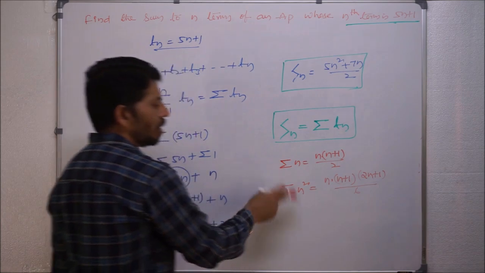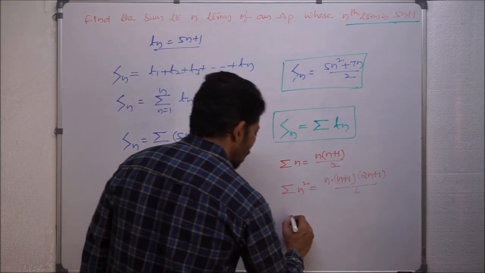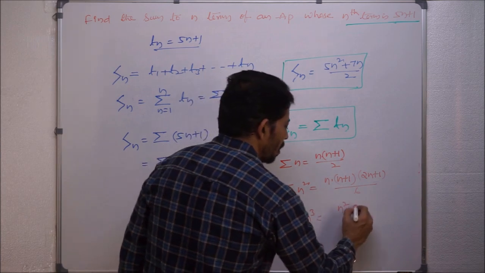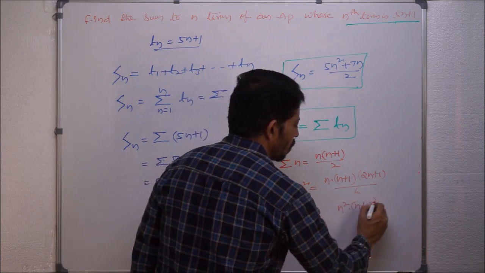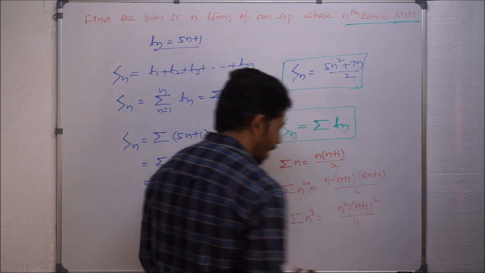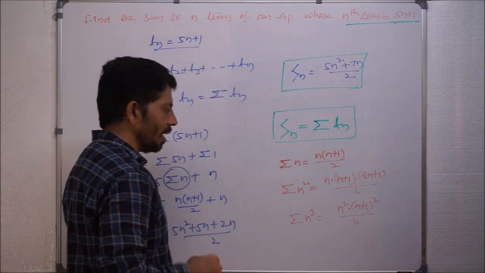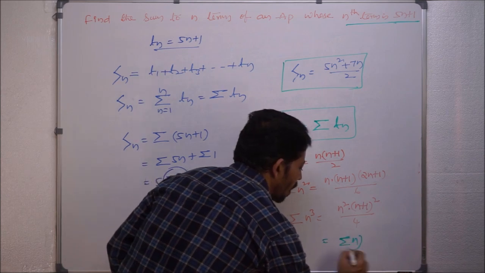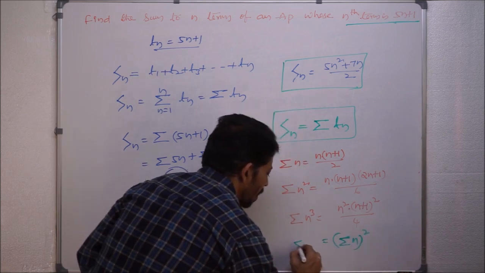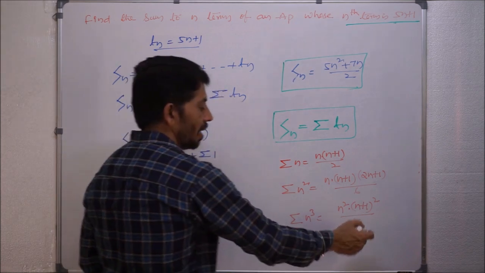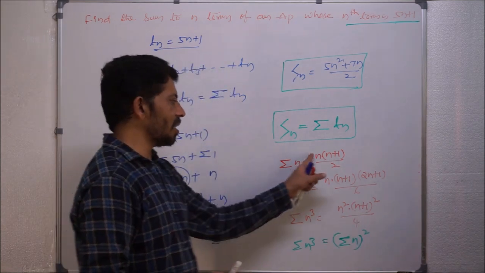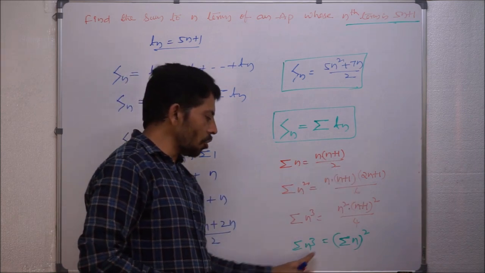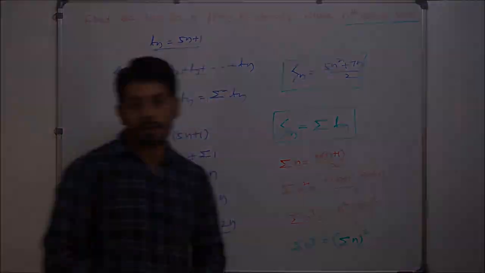Even if you want to establish a relation, you can. Sigma n cube equals n square into n plus 1 whole square by 4. And if you observe, we can write this as sigma n whole square. So sigma n is n into n plus 1 by 2, its square is what we are getting here. So sigma n cube equals sigma n whole square.